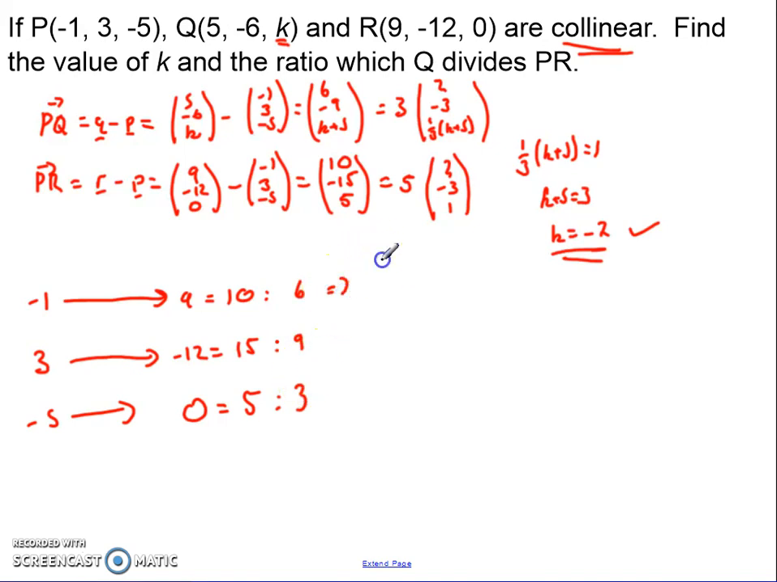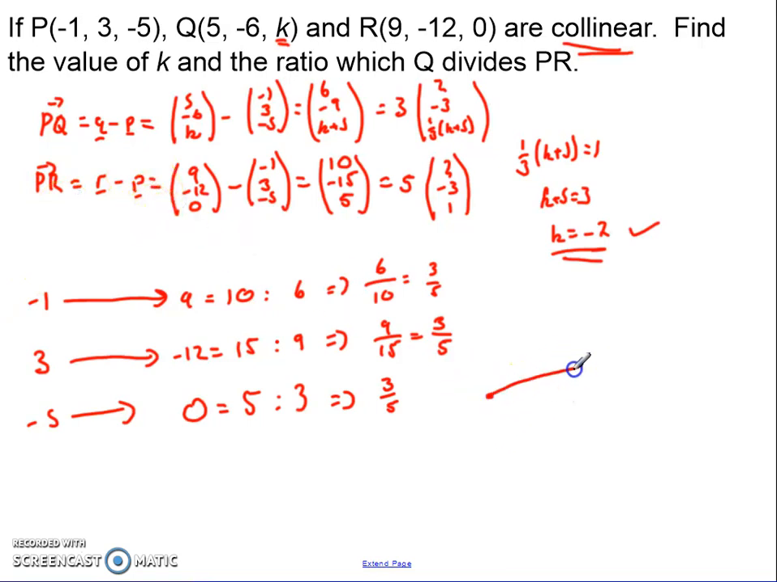Well, if it's 10 to 6, that means I've done 6 over 10, which is 3/5. If I've got the 15 to 9, that gives me 9 over 15. Again, divide that through, which gives me 3/5. And this one here, the 5, and I've got the 3 part there, gives me 3/5. Now, what this tells me is that if I imagine going my whole line and I divide it into 5 sections, I've got 3 of those 5 sections between the P and the Q.